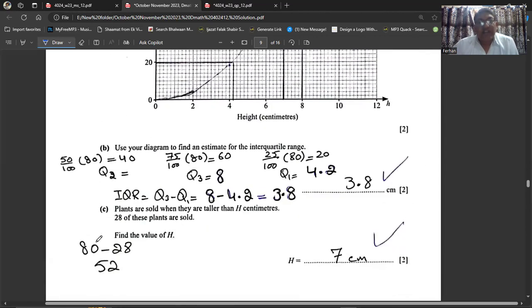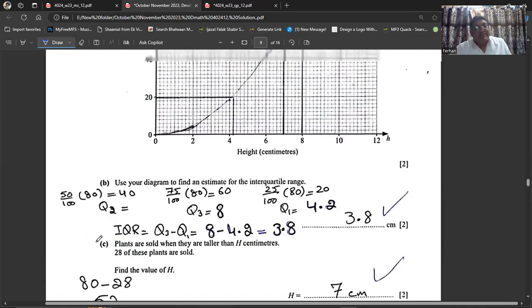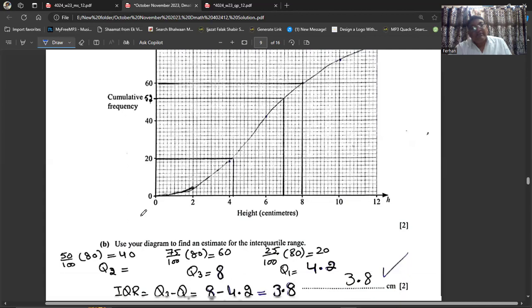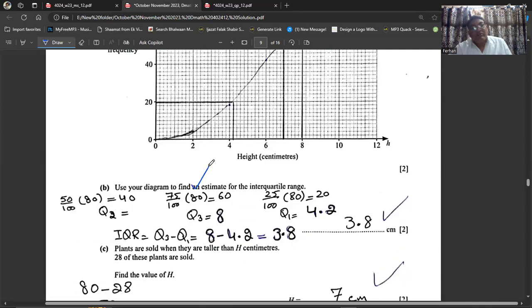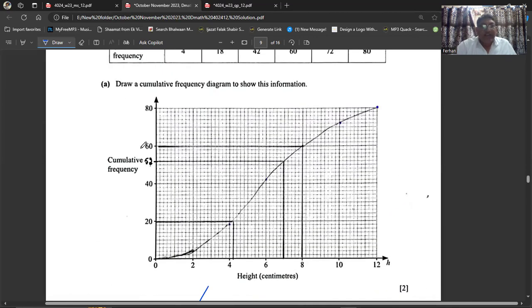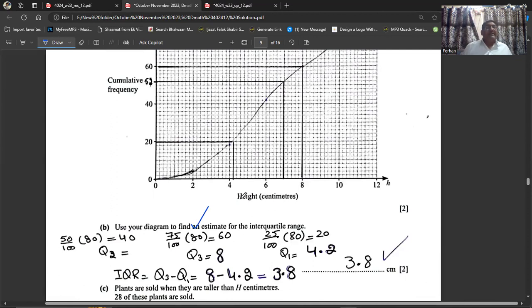Then the question is to find the interquartile range. Interquartile range is basically Q3 minus Q1, the upper quartile minus the lower quartile. The upper quartile is 75% of the cumulative. 75% of the 80 will be 60. So I will check 60 on the y-axis, and from there I will go to the cumulative frequency curve and check what the value is on the x-axis. That is 8. Okay, so Q3 is 8.